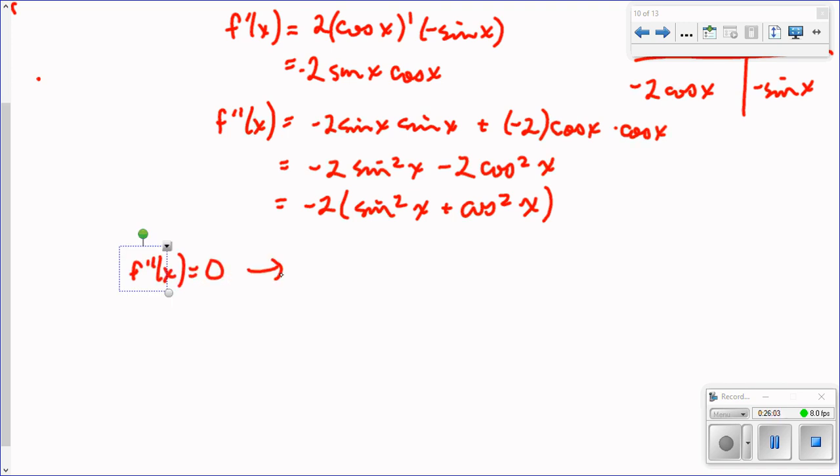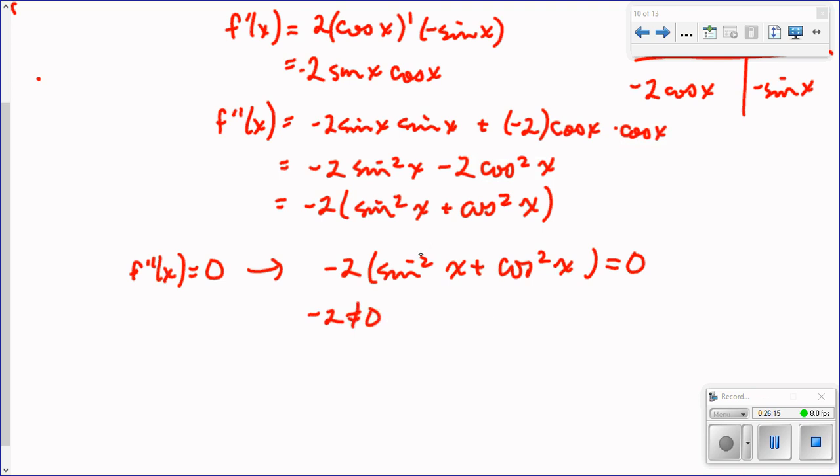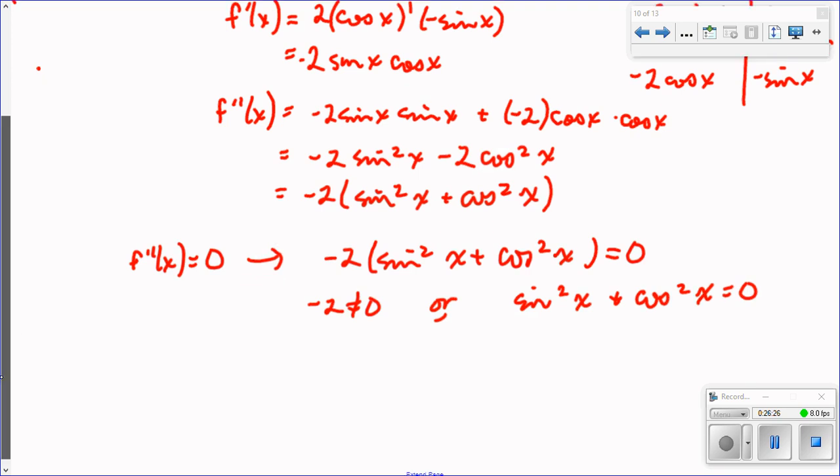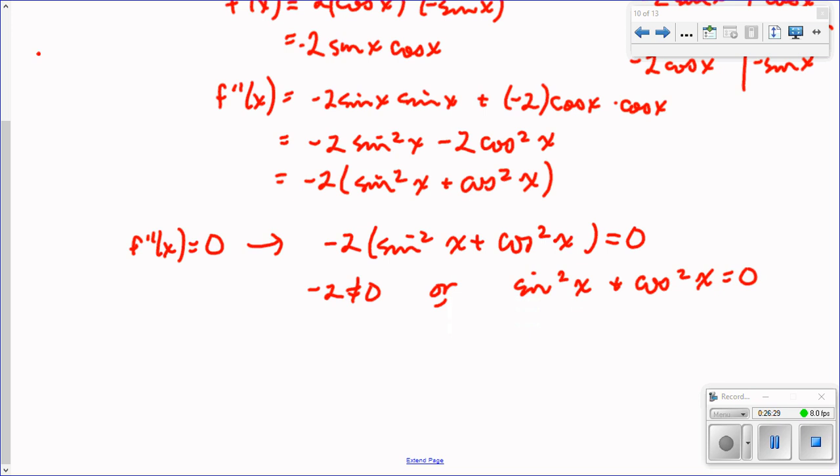So that's this expression equal to 0. It's already factored, and I know negative 2 doesn't equal 0, so the only part of this resulting equation, the product equals 0, is when sine squared x plus cos squared x equals 0. Okay, so how do I find sine squared x plus cos squared x equals 0? I think I've done that.